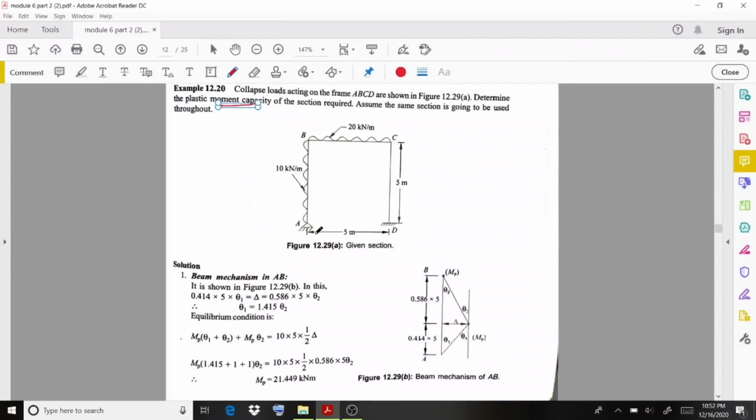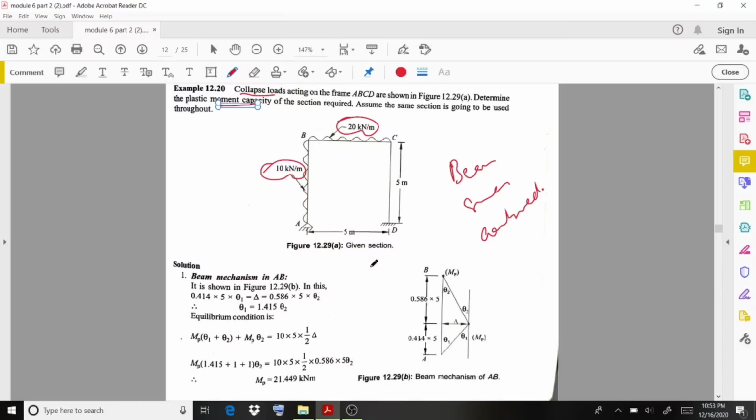In this given question, a UDL with the magnitude 10 kilonewton per meter is acting over the AB portion, that is a 5 meter span, and for the BC portion a 20 kilonewton per meter UDL is acting. It is also mentioned that these loads are collapse loads, so no load factor is mentioned, and we can conclude that the given load is the collapse load. Using this magnitude you can calculate the plastic moment capacity. First of all, you need to calculate the beam mechanism, then sway, and the last one is the combined mechanism.